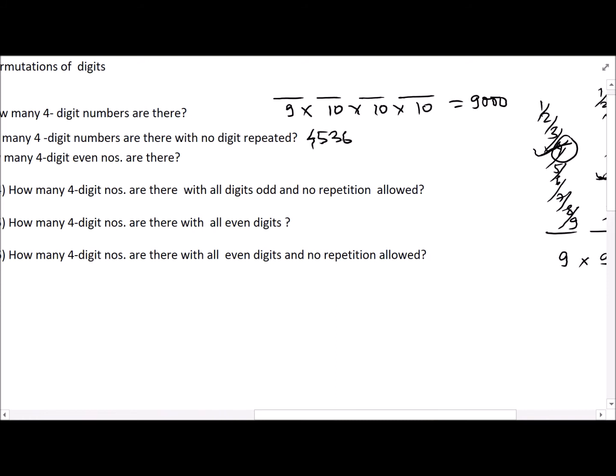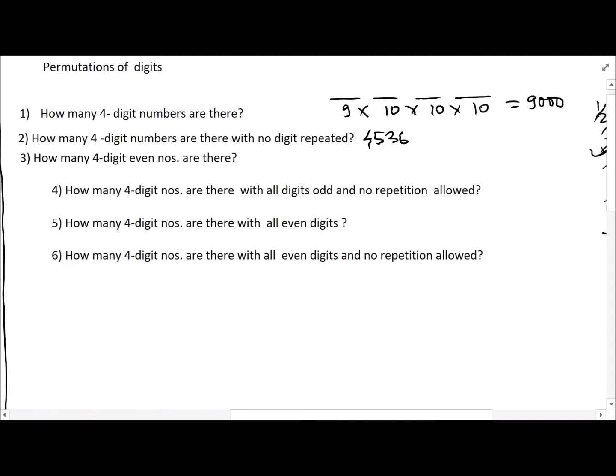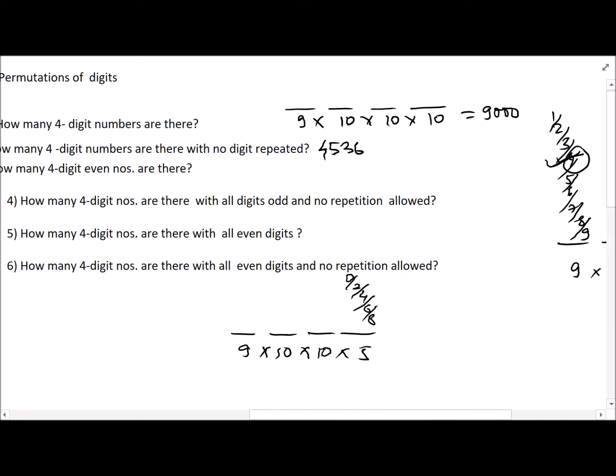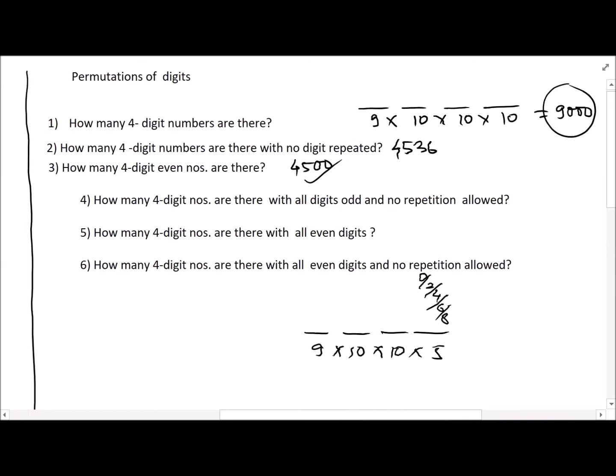How many 4-digit even numbers are there? See, again, the repetition clause is not given, so we can repeat easily. For an even number, the last digit should be 0 or 2 or 4 or 6 or 8. Okay, so 5 options, 10 options here, 10 options here, and 9 options here. Why? Because 0 cannot be used. So this is 4500. Okay, there are 9000 4-digit numbers, out of which 4500 are even and 4500 are odd.